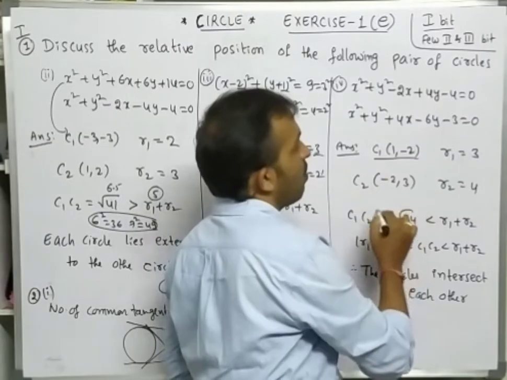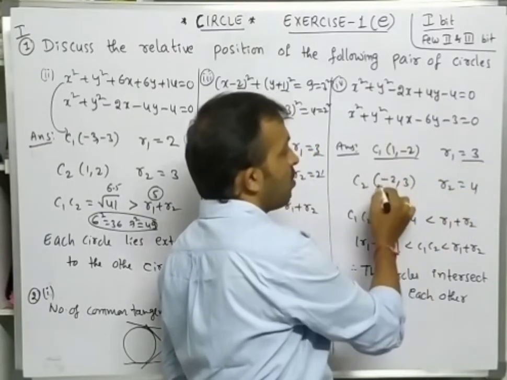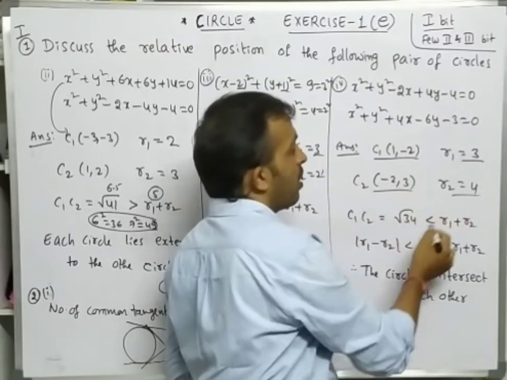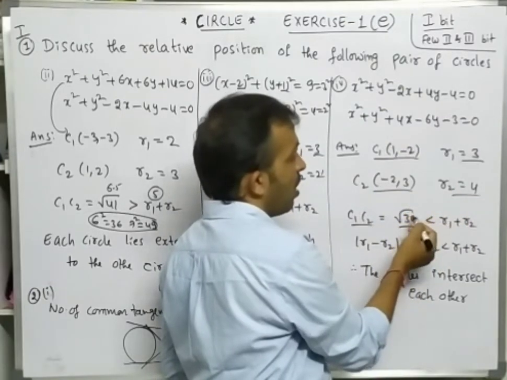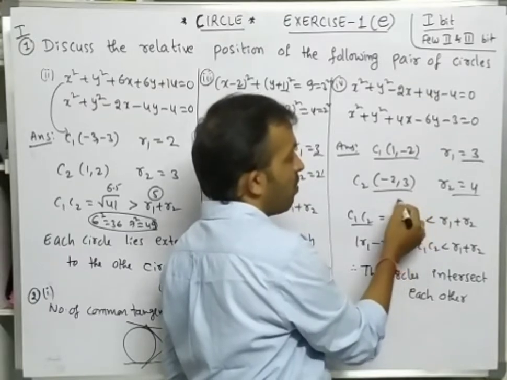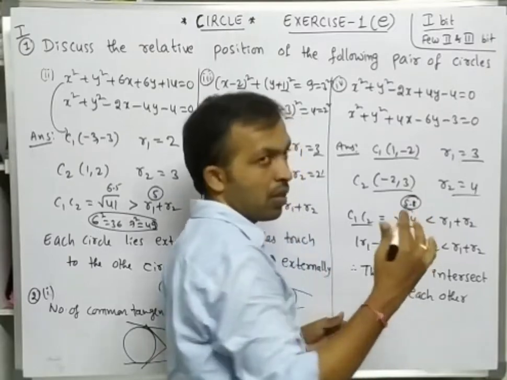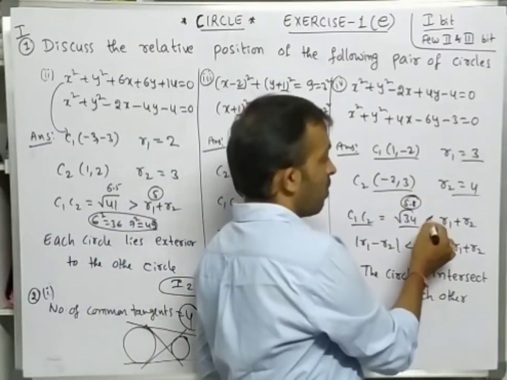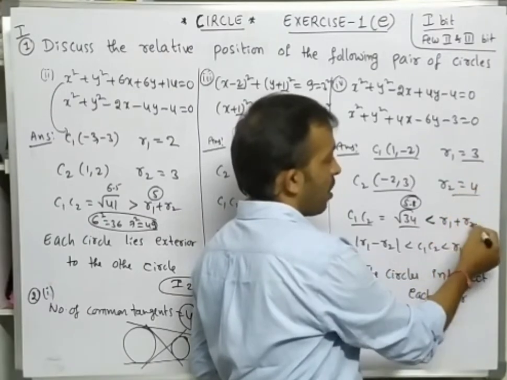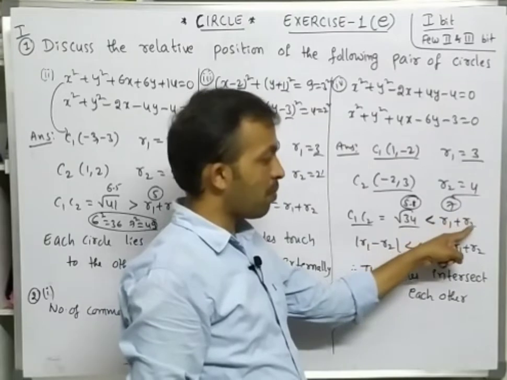Center of circle 1 is (1, -2) and radius is 3. Find the center and radius of the second circle. C1C2 is root 34. Root 34 means between 5 squared, 25, and 6 squared, 36, so it is 5.8 something, just less than 6. So 5.8 something is less than 3 plus 4, which is 7. So C1C2 is less than R1 plus R2.